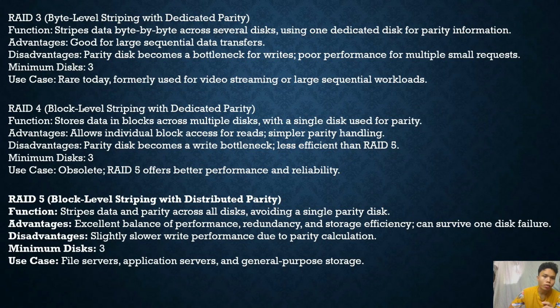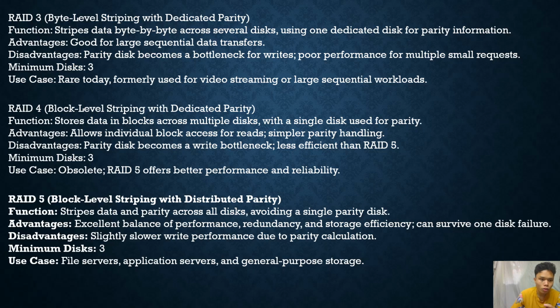Next is RAID 3, or byte-level striping with dedicated parity. Its function is to stripe the data byte by byte across several disks using one dedicated disk for parity information. Its advantage is it's good for large sequential data transfers, and its disadvantage is the parity disk becomes a bottleneck for writes, with poor performance for multiple small requests. Its minimum disk required is 3. RAID 3 is very rare today. It was formerly used for video streaming or large sequential workloads.